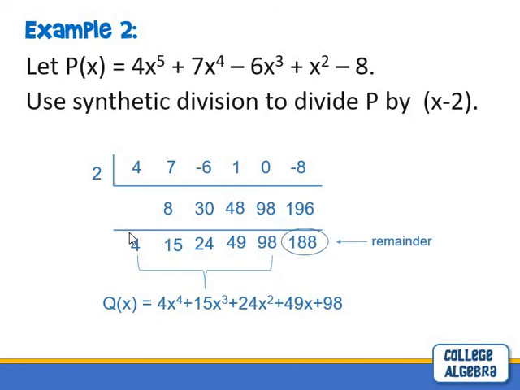If you left out the 0 or something, you'd see you don't have the right number. It's got to be exactly the right number of coefficients here when we're done. So that's synthetic division.